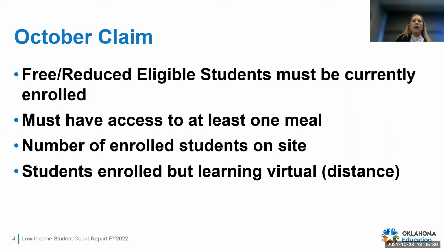On the October claim, normally you report those free and reduced eligible students. We are still going to report your free and reduced eligible students. Those students must be currently enrolled in your school district. They must have access to at least one meal, a breakfast, lunch, or the after-school snack.